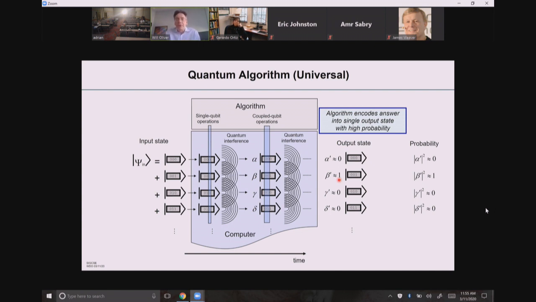Now that's very important, because when we make measurements, we know that measurement of a quantum system must yield just 1 output, right? And it does so with a probability that goes as the magnitude squared of these coefficients. And so if one of these is 1 or close to 1, with very high probability, we're going to get the right answer. And if we run the computer a couple times, we can convince ourselves that, yeah, indeed, that is the right answer.